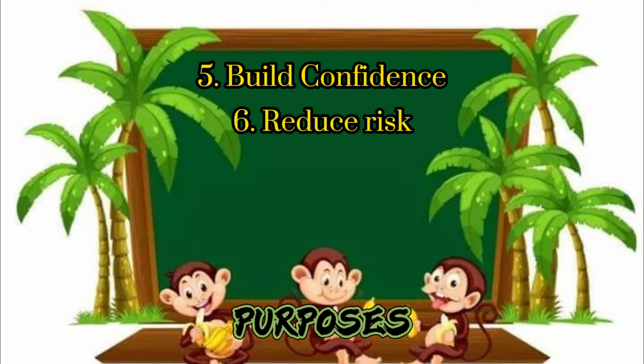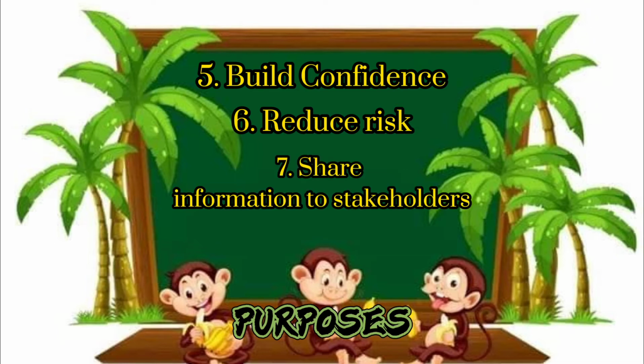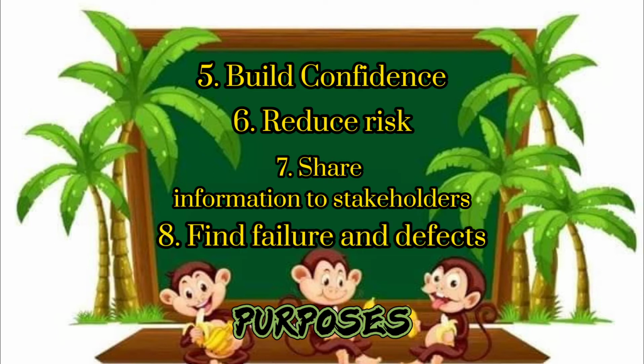Sixth is to reduce risk. To reduce the level of risk of inadequate software quality. So its example is previously undetected failures occurring in operation. Seventh is to share information with stakeholders. It is to provide enough information to stakeholders to allow them to make informed decisions, especially regarding the level of quality of the test object. Last is to find failures and defects. Defects should be identified as early in the test cycle as possible.